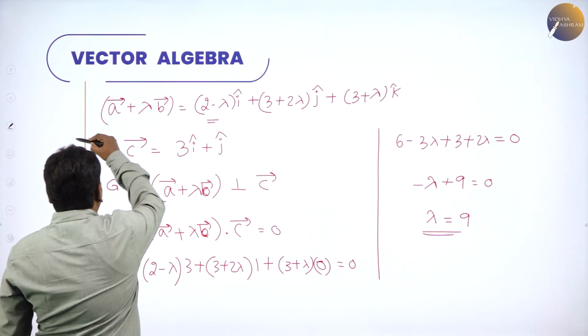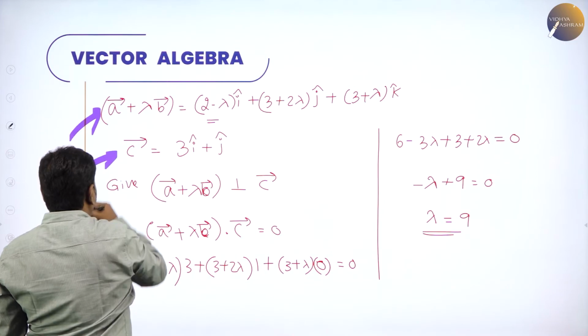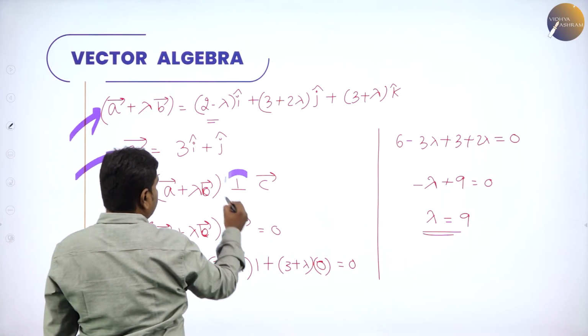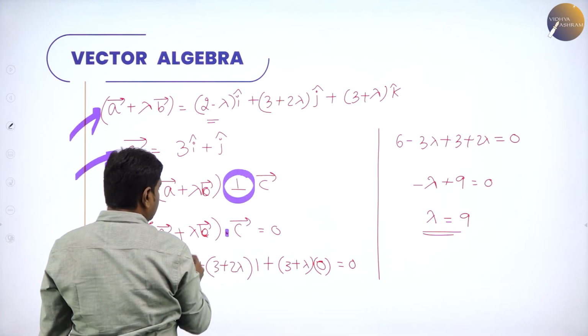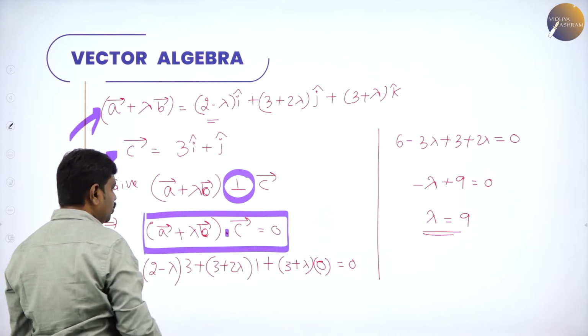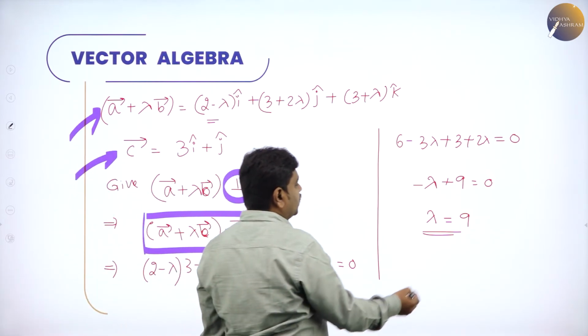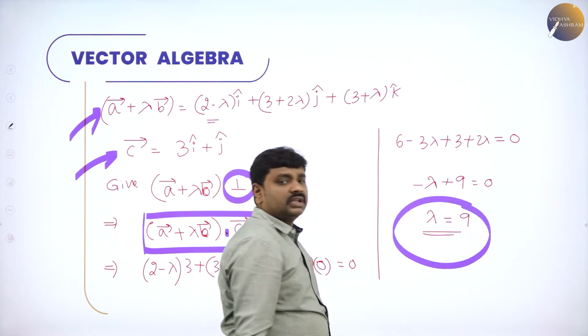So now we have a plus lambda b and also c, and you know the condition. They are perpendicular, so their dot product is 0. You know how to do dot product. We did the dot product and equated it to 0. Finally we got the lambda value, that is 9.